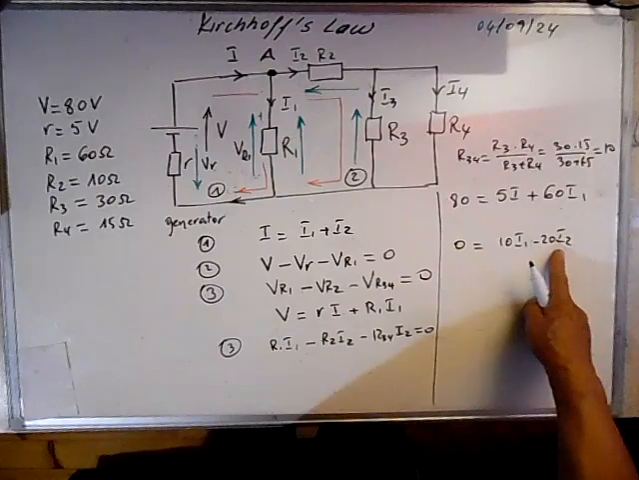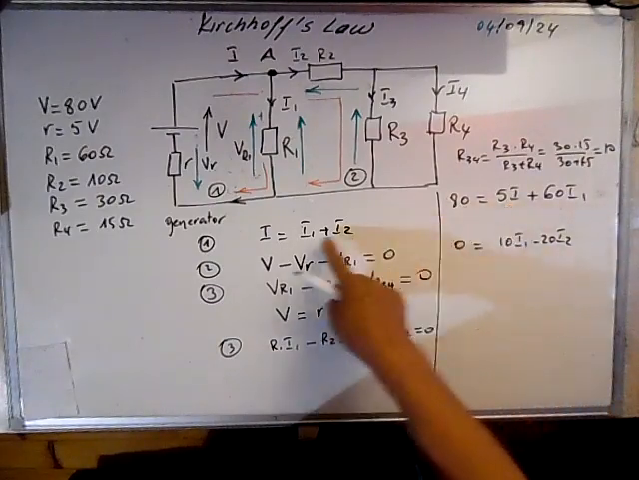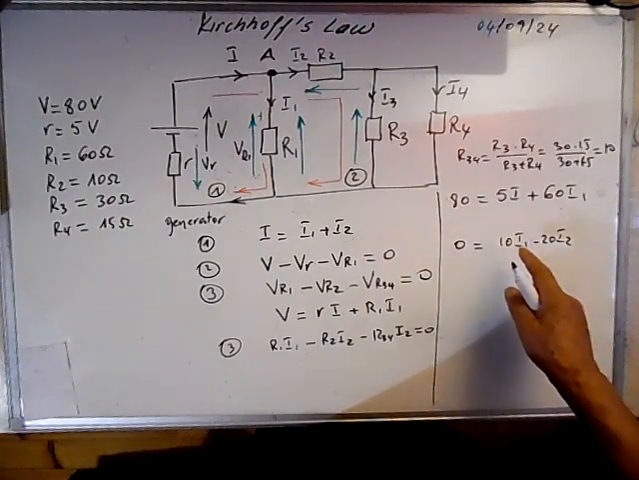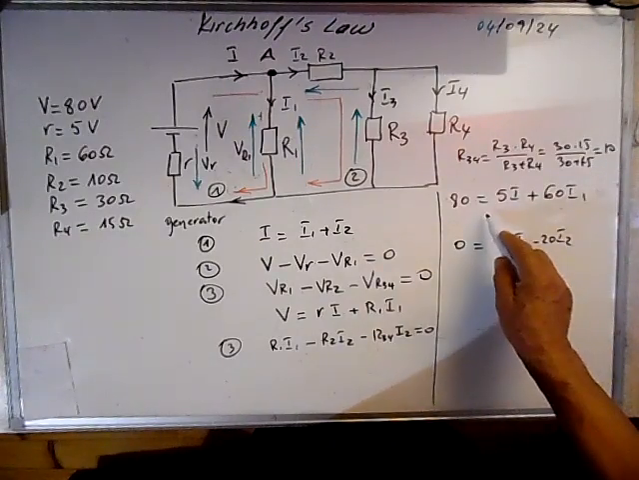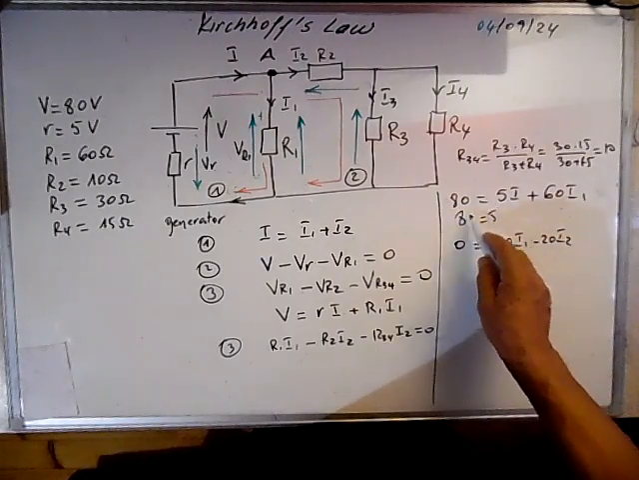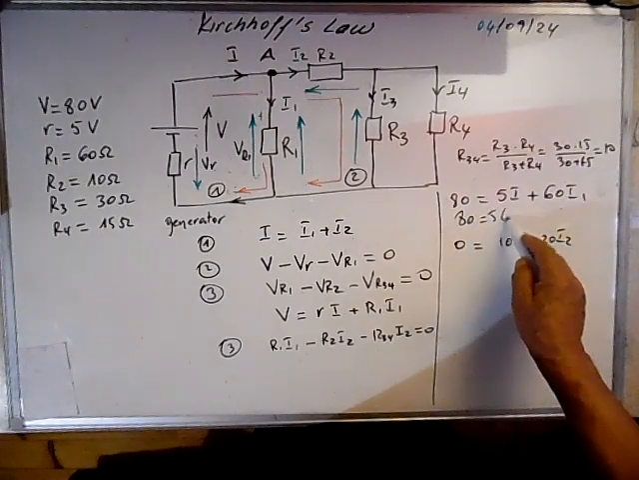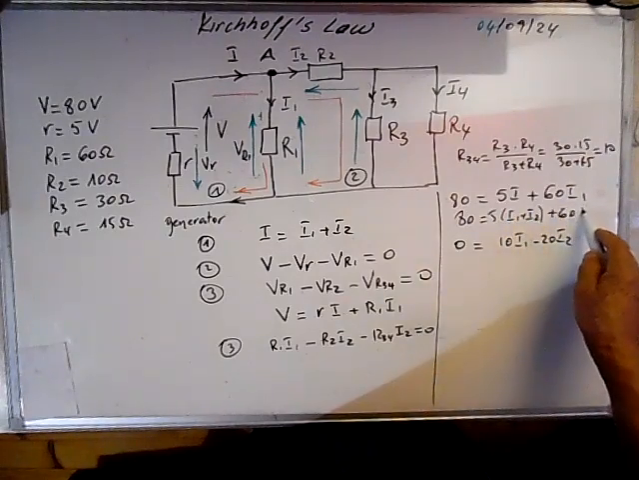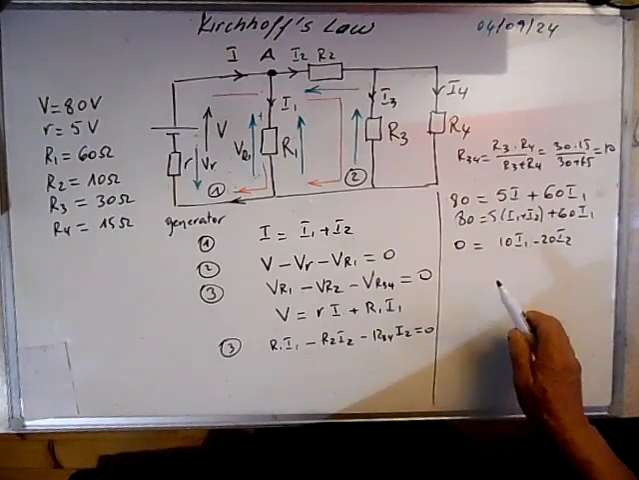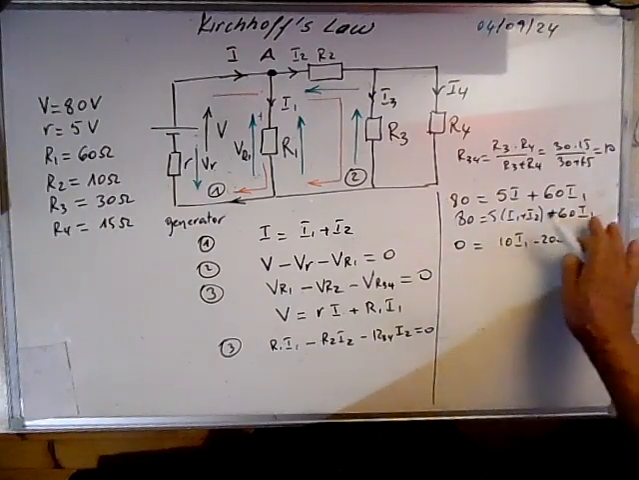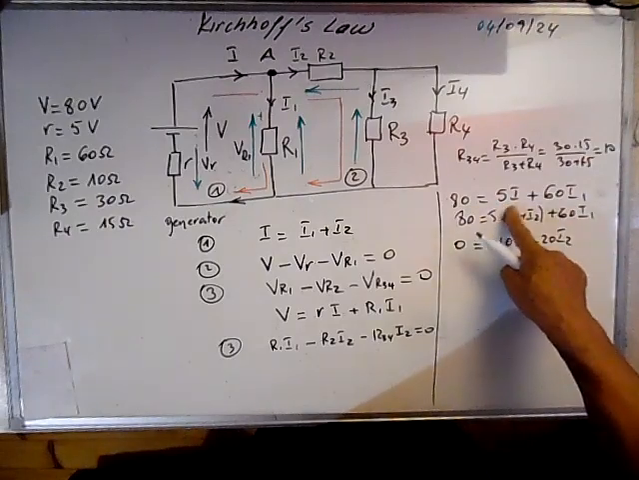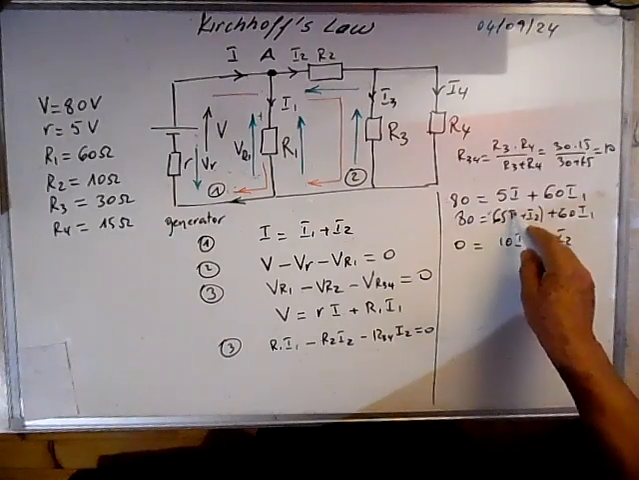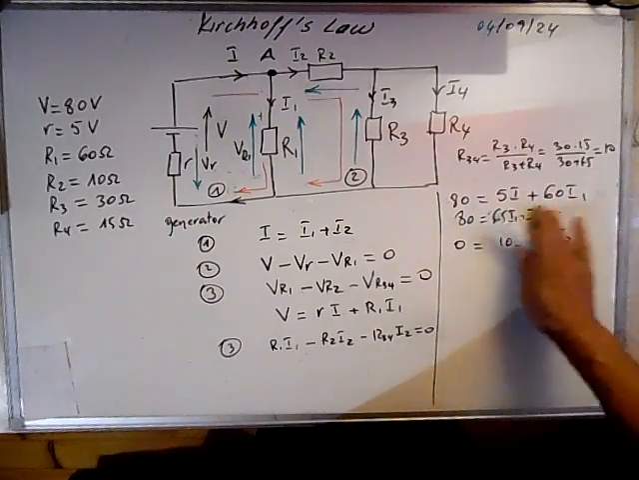We can change I with this. So we have I1 and I2 as unknowns, which we can resolve. So it's 80 is equal to 5 times I1 plus I2, plus 60 I1. So we have 65 I1 plus 5 I2.